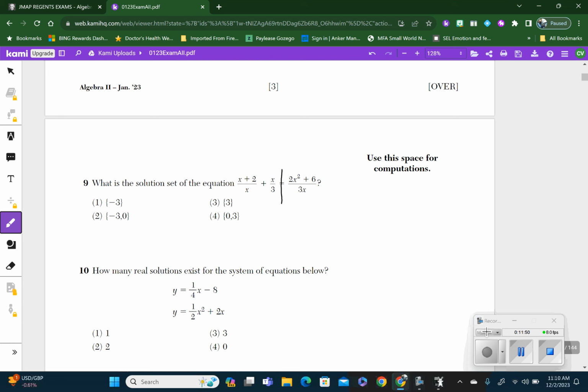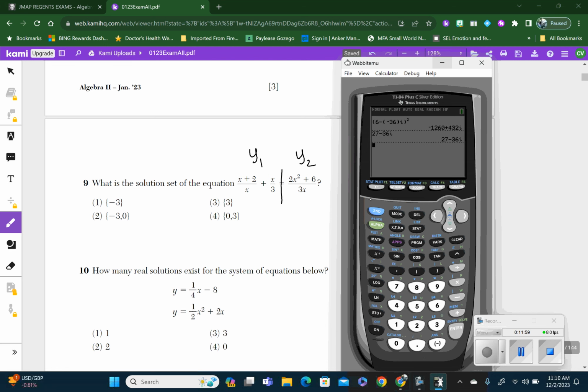Question number 9, we did do this, right? You have to get a common denominator. You could also plug this under y1, plug this under y2, see where they meet. So let me just show you how to do that, right? So go to your calculator. To get the fraction bar, you hit alpha y equals, type in x plus 2 on the top. On the bottom, you have an x, and then you go over to the right, hit plus, another fraction, so alpha y equals option number 1, x on top, 3 on the bottom, right? And then over here, plug in the second y.